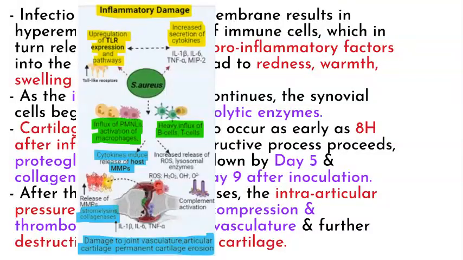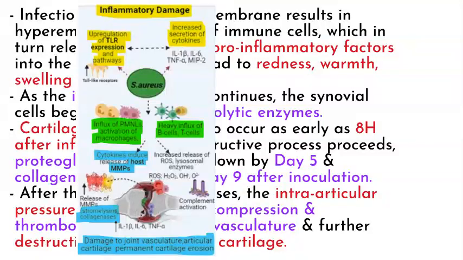This figure shows the inflammatory damage that occurs during septic arthritis infection. In an infection caused by Staph aureus, there is an increased secretion of cytokines and upregulation of TLR expression and pathway. There's an influx of polymorphonuclears and activation of macrophages. There is a heavy influx of B cells and T cells.